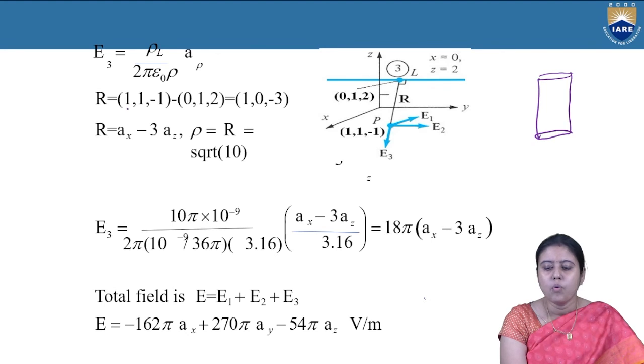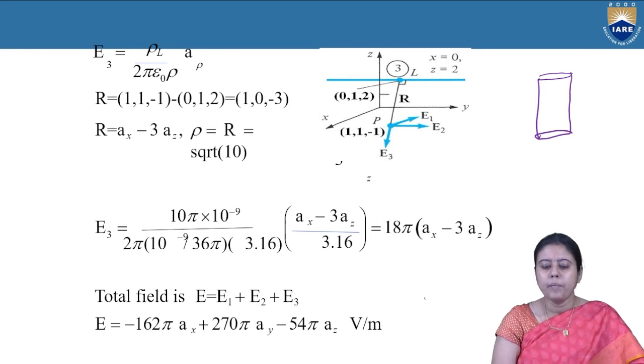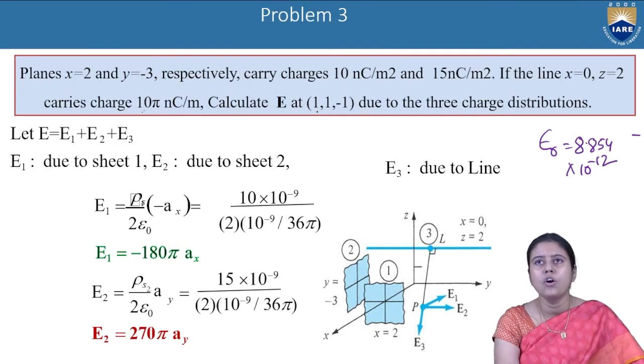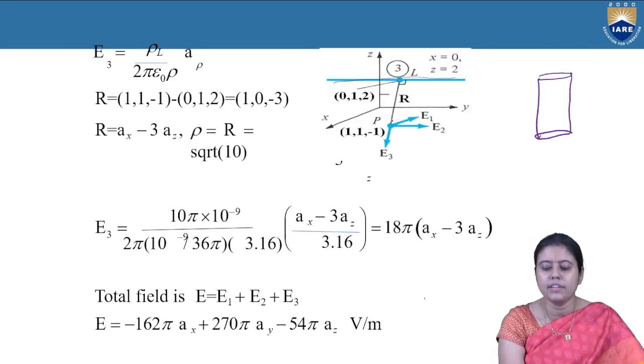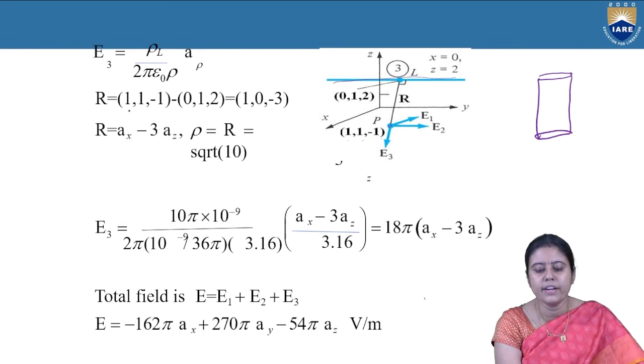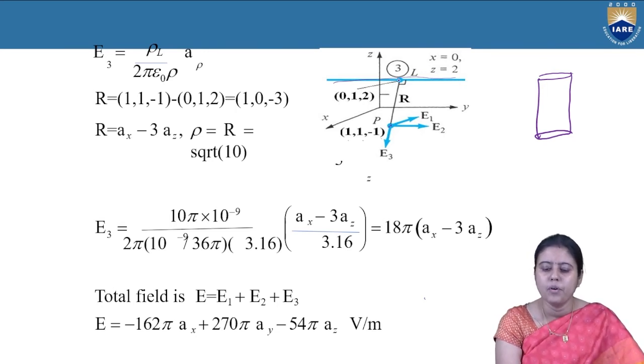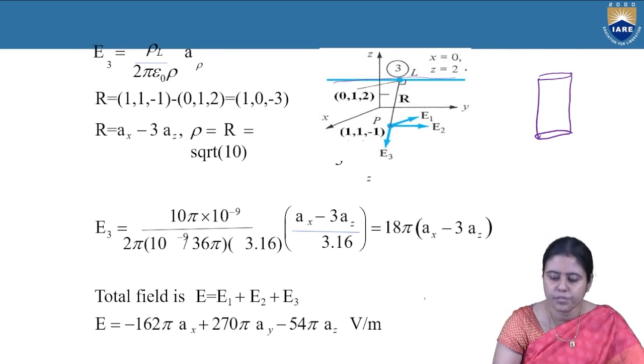The length is given as 1, 1, minus 1. Why is this point like this, as the radius? Because we have to calculate the intensity. If we go to the previous slide, we have to calculate the intensity at the 1, 1, minus 1 point. So from the line, we have to calculate the intensity at 1, 1, minus 1. So the end point is 1, 1, minus 1. And what is the other point? It is given that x is equal to 0 and the height z is equal to 2.